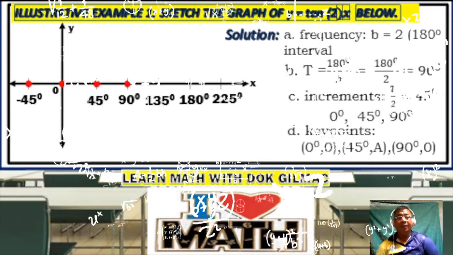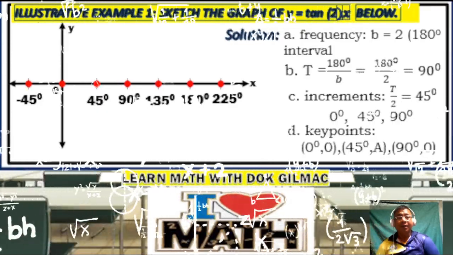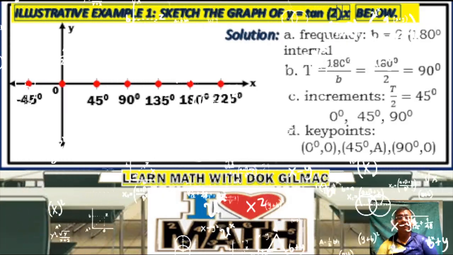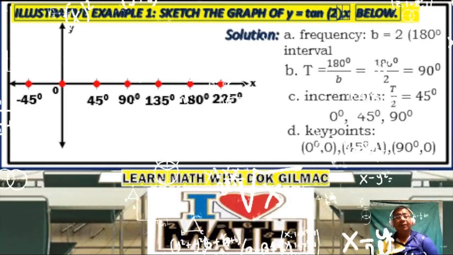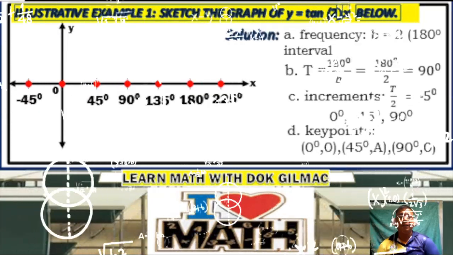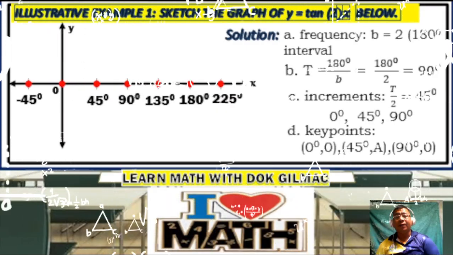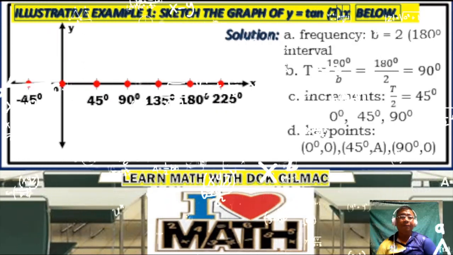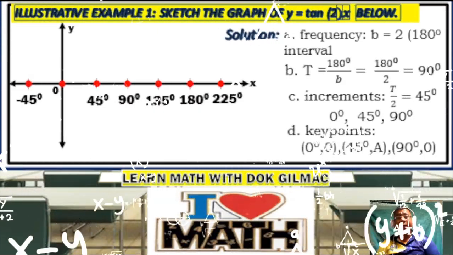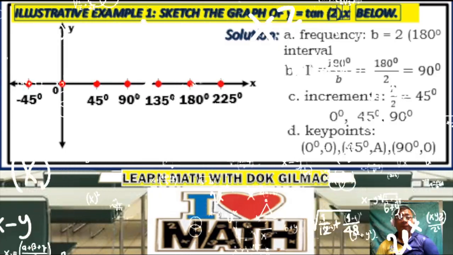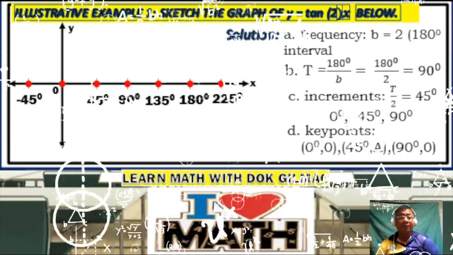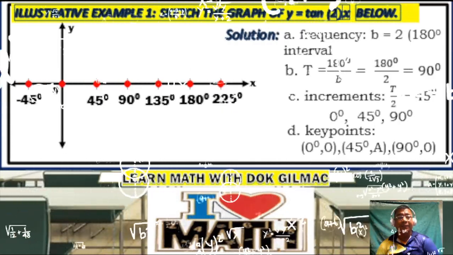So let's plot the increments, negative 45 degrees to 225 degrees. If we are to test the value of 45 degrees in the given function y is equal to tangent 2x, we simply have y is equal to tangent 90 degrees. And take note, tangent 90 degrees is undefined. So therefore, we have an asymptote at 45 degrees.